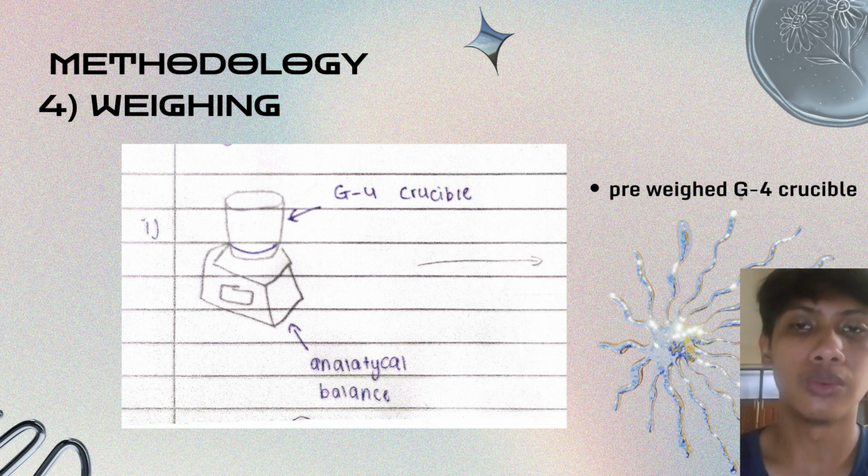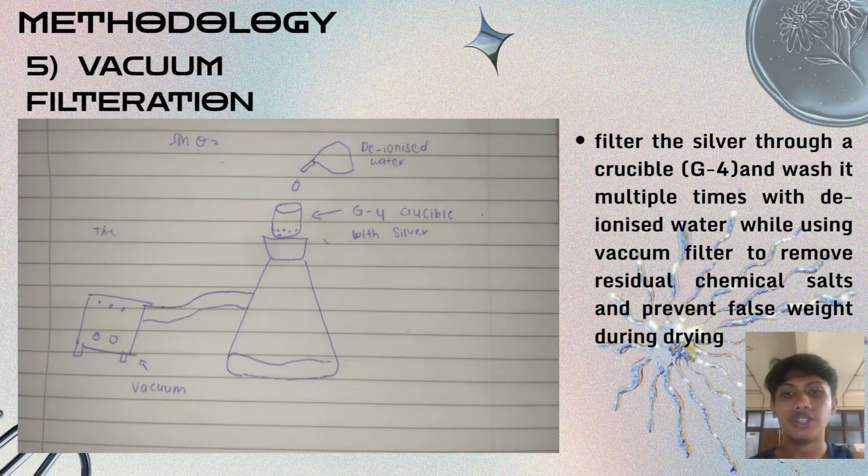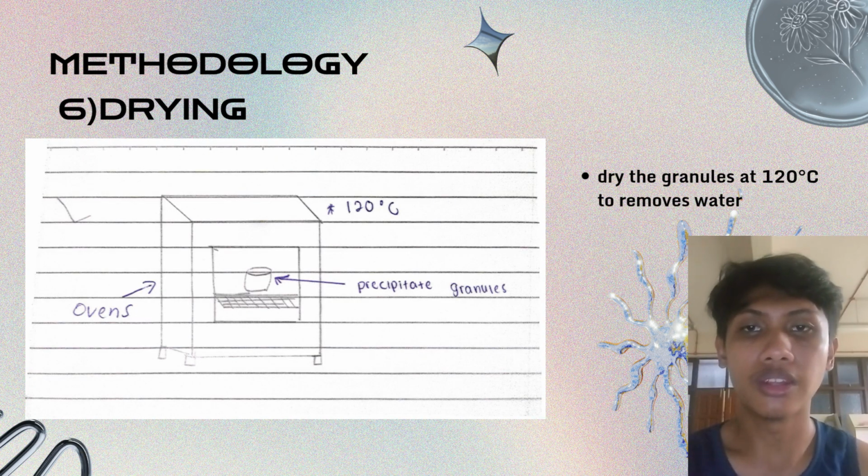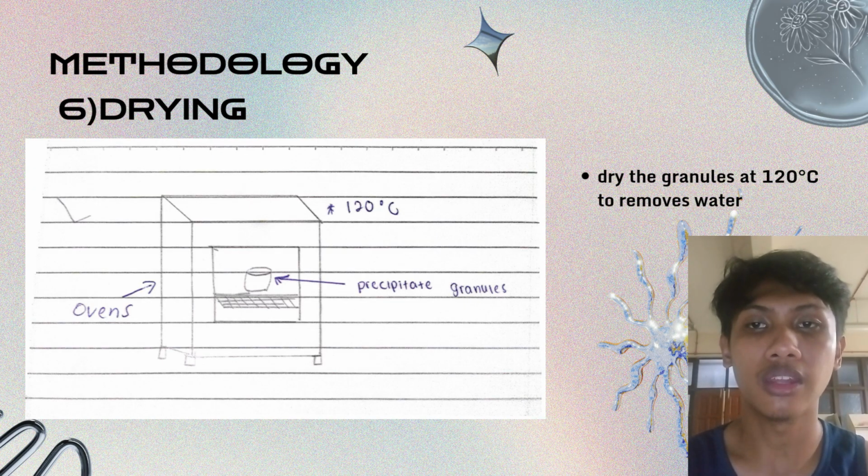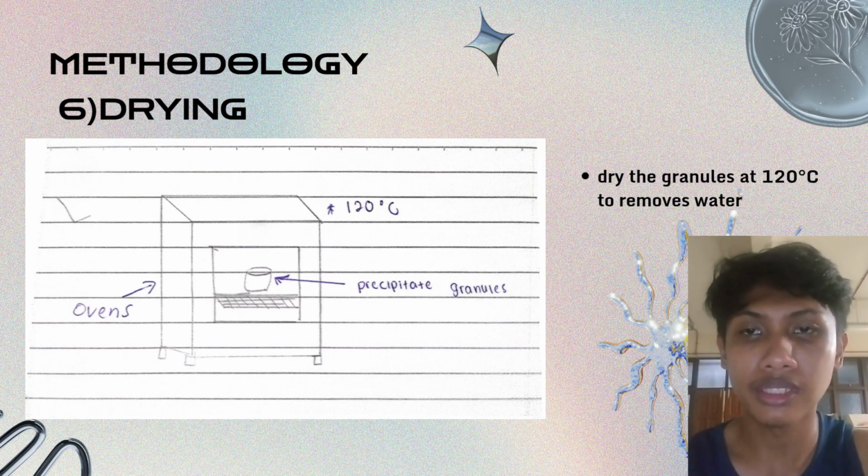A G4 crucible was weighed using an analytical balance. This initial weight was recorded so that the mass of the recovered silver could be accurately determined after the experiment. The silver precipitate was separated using vacuum filtration with the pre-weighed G4 crucible. The precipitate was washed several times with deionized water to remove any remaining chemicals and soluble salts. Finally, the silver precipitate was dried in an oven at 120 degrees Celsius. This removed all remaining moisture so that only dry silver remains.